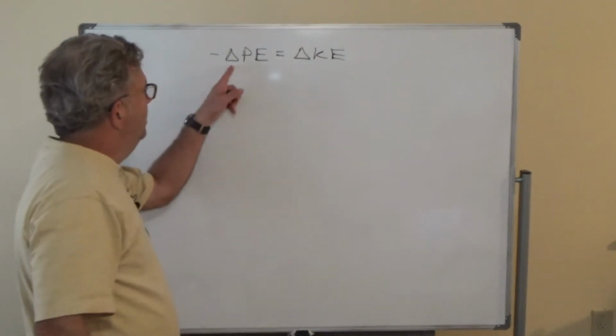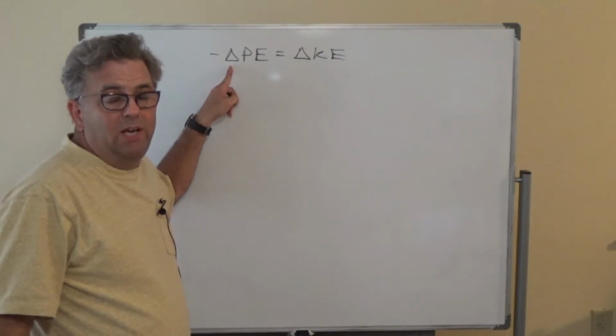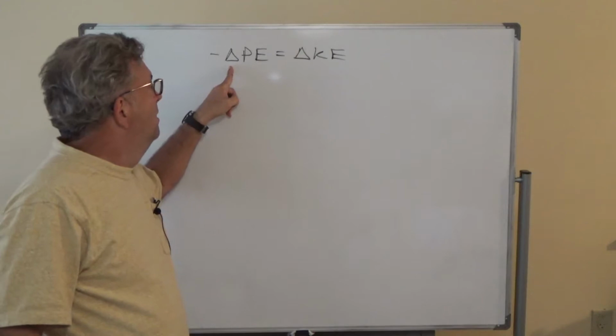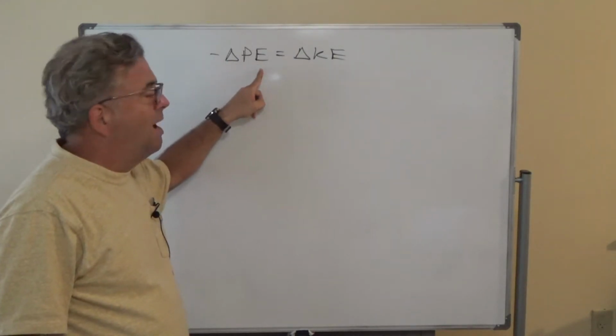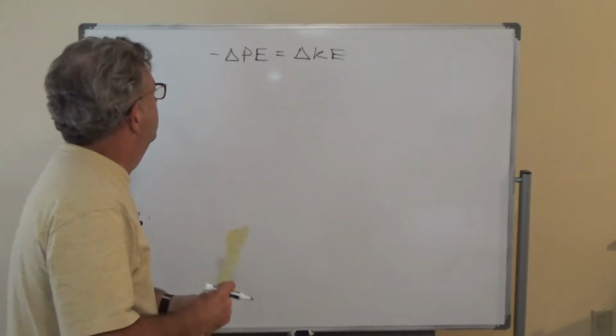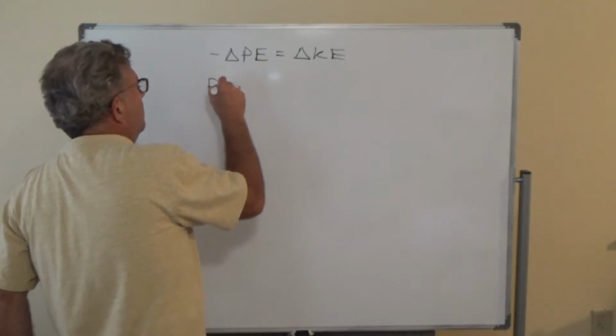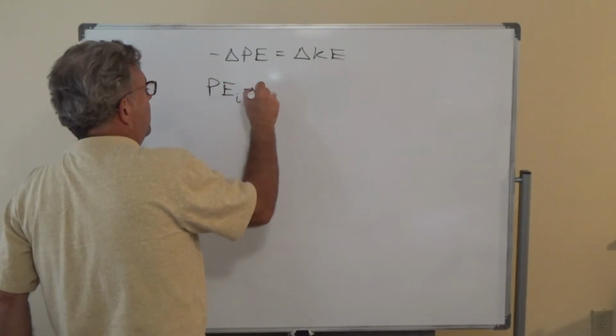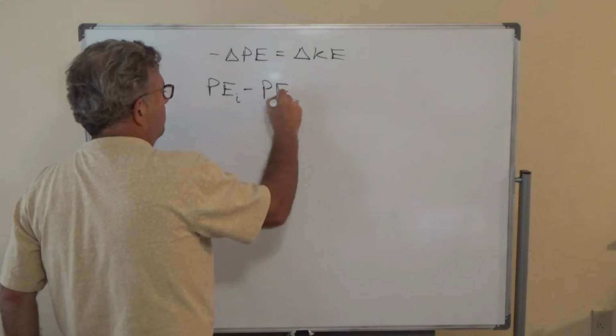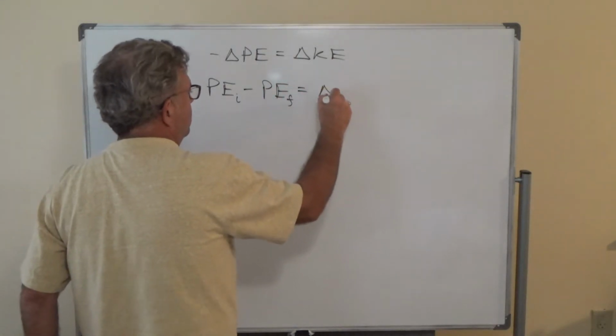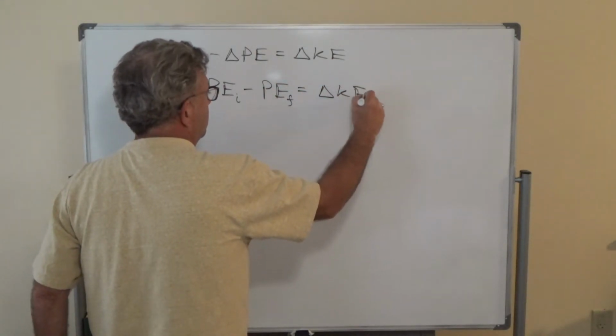That's the negative of the change in potential energy. So this is PE initial minus PE final. Let me write it like that: PE initial minus PE final. Okay, that's delta KE.